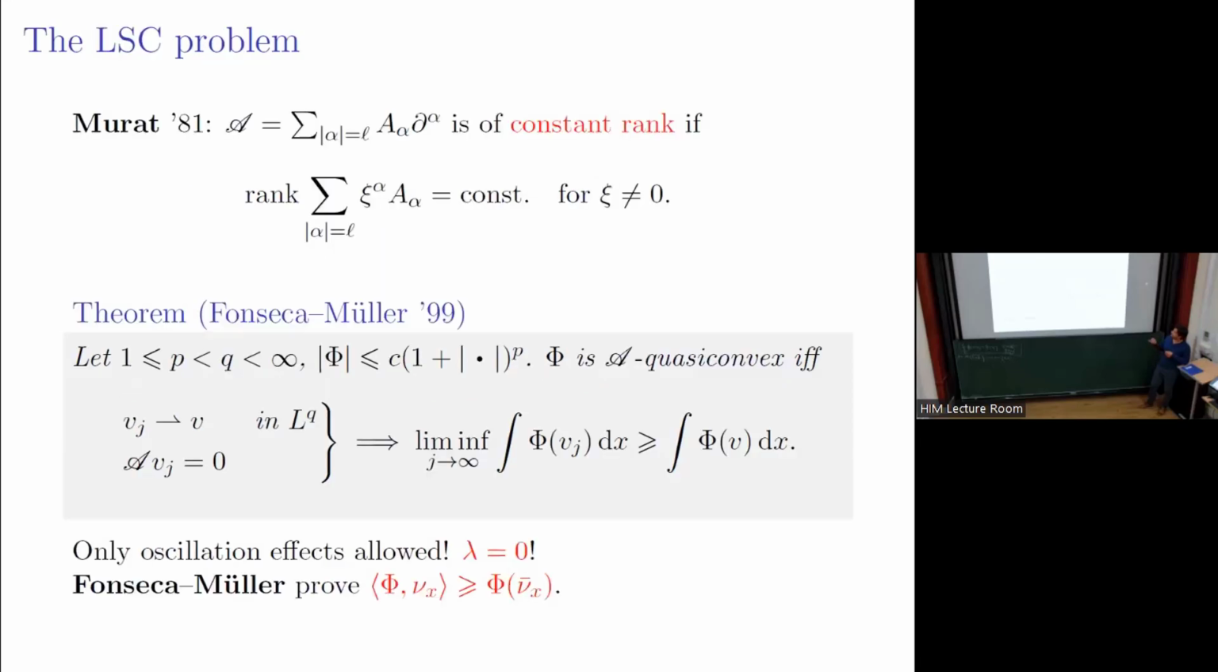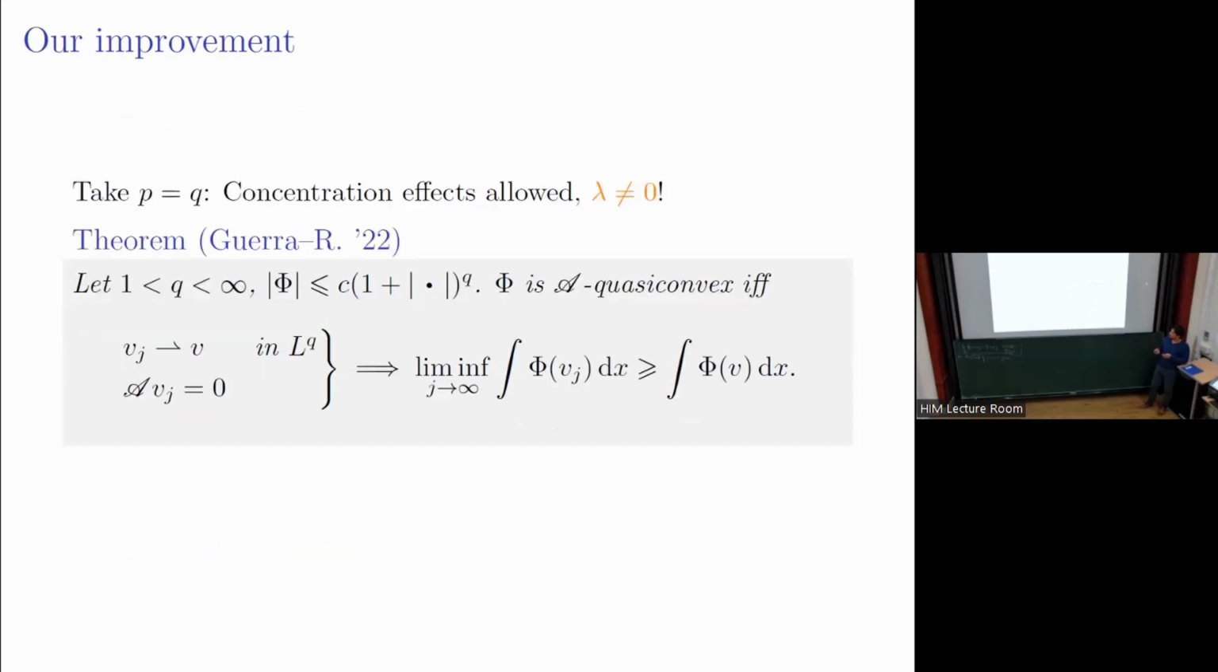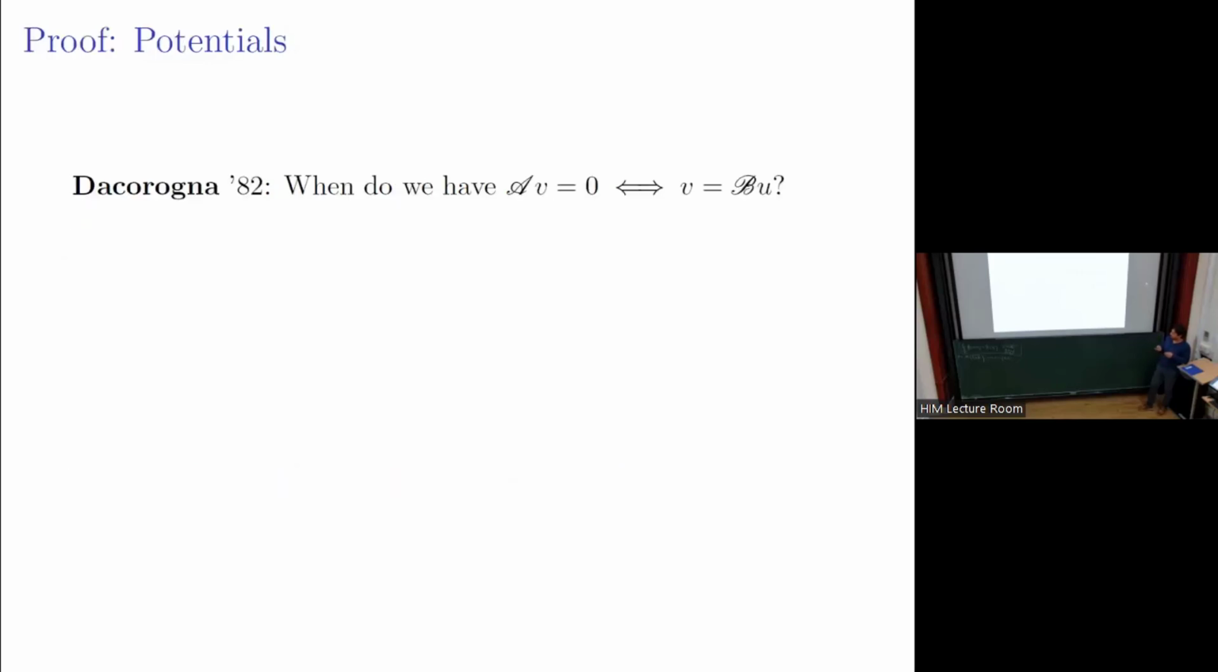Right. So basically, for Fonseca and Müller, when you write this out in terms of Young measures, you have an oscillation part, and that's it. For us, we actually proved that we have, this is not really a Jensen inequality, it's like a Jensen replacement for concentrations, really for lambda almost every. So it's possible to have a concentration, but quasi-convexity and the A-free Young measures are paired together correctly.